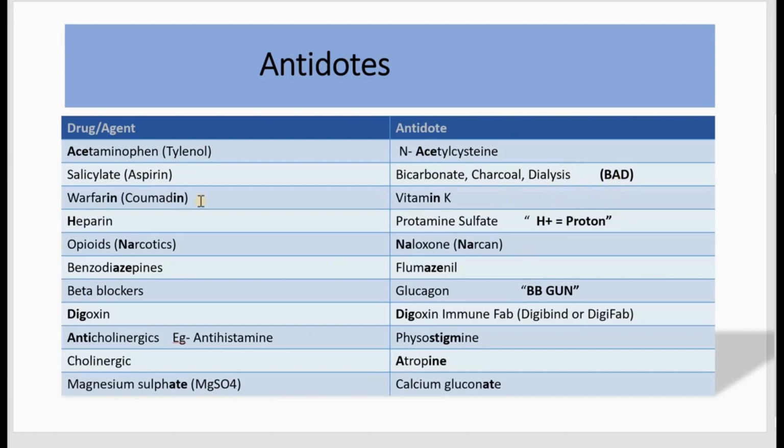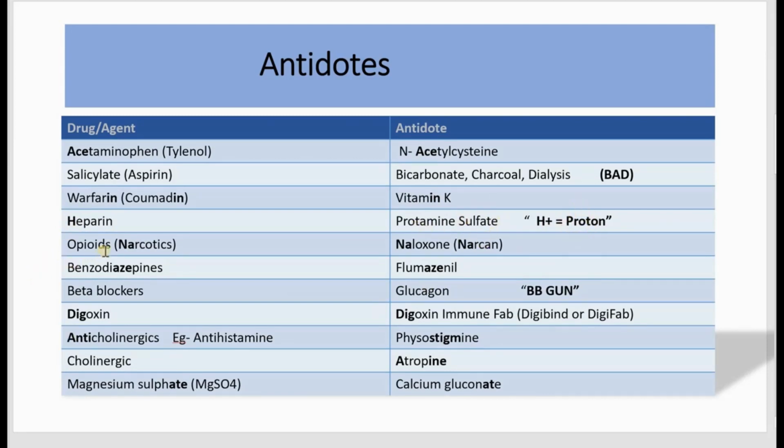Next is warfarin, or the trade name is Coumadin. It is an anticoagulant or a blood thinner, and the antidote is vitamin K. Both the drug and the antidote end with the letters IN. Next is heparin. Again, it is an anticoagulant or a blood thinner. The antidote is protamine sulfate. So heparin begins with the letter H. H is represented as proton. H plus is proton. So the antidote of heparin begins with the letters pro, protamine sulfate.